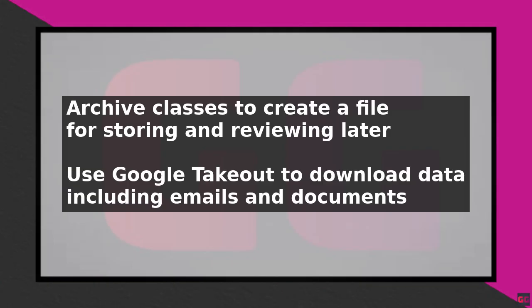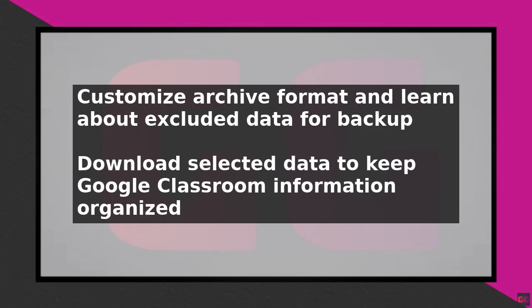For example, you can use Google Takeout to download your data, including emails, documents, calendars, and photos. To do this, simply log into your Google account, go to Google Takeout, and select the data you want to download. You can also customize your archive format and learn more about what data may not be included. By following these steps, you can easily back up your Google Classroom data and keep it organized.